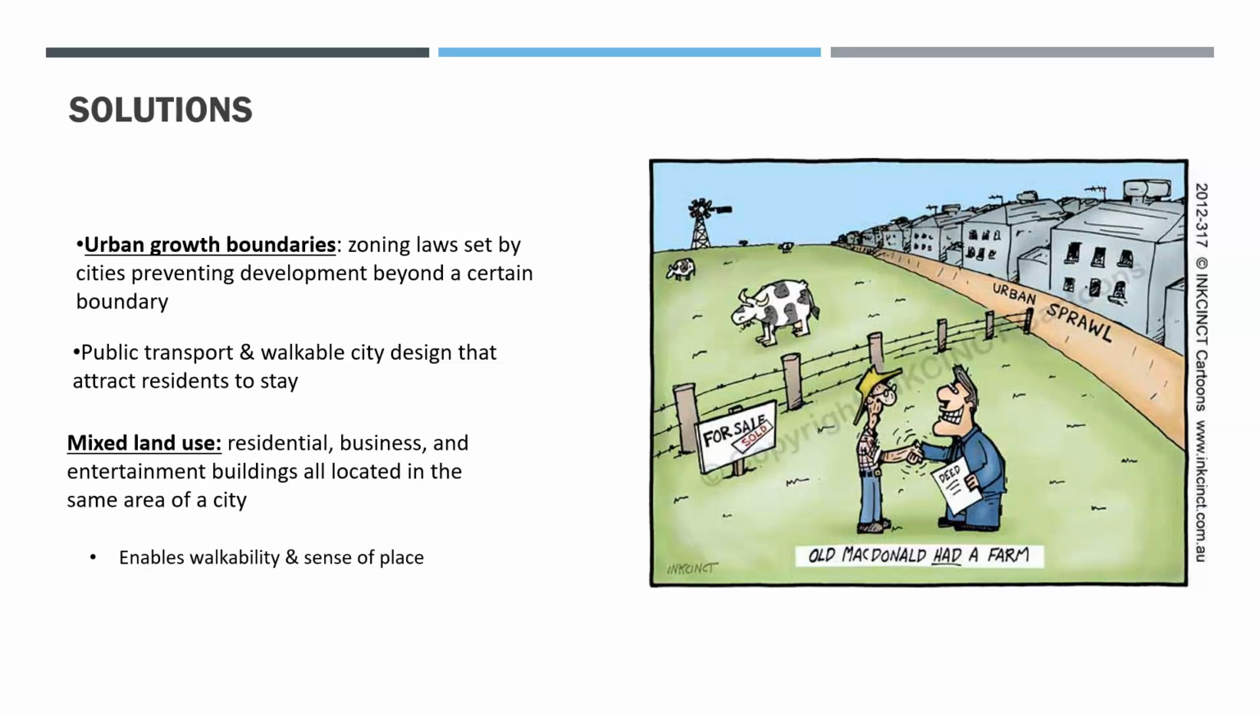Additionally, you can institute public transportation and walkable city designs that attract residents to stay. If you include an attractive idea of not ever having to drive, you may entice more people to stay. Additionally, you can use mixed land use. So you can have residential, business, and entertainment areas located in the same area, so people don't feel so isolated. This is going to increase walkability and encourage people to stay in their part of the city and gives them a sense of place, like a community. They have their entertainment venues, their restaurants, their stores close to their house.